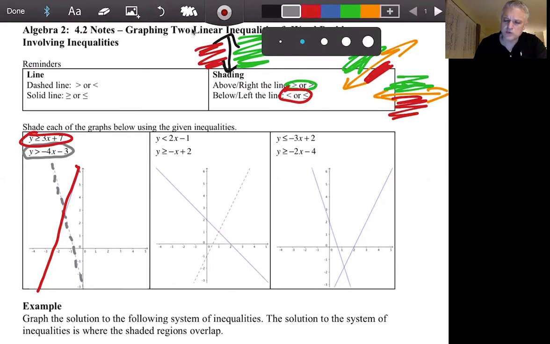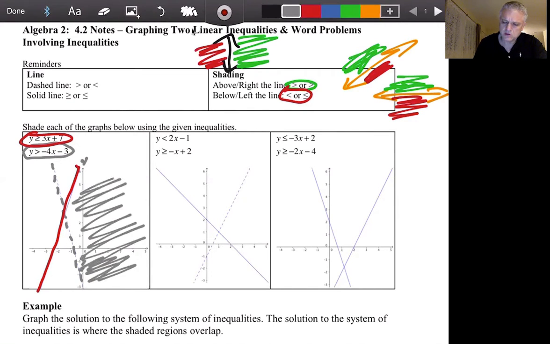Well, this gray one says greater than, and if it's greater than, the shading is going to go above. So if we're talking about this gray dashed boundary line, above, if we look at the y-axis here, above on the y-axis would be up here. So this is one region, two regions. Both of these regions are above my boundary line.